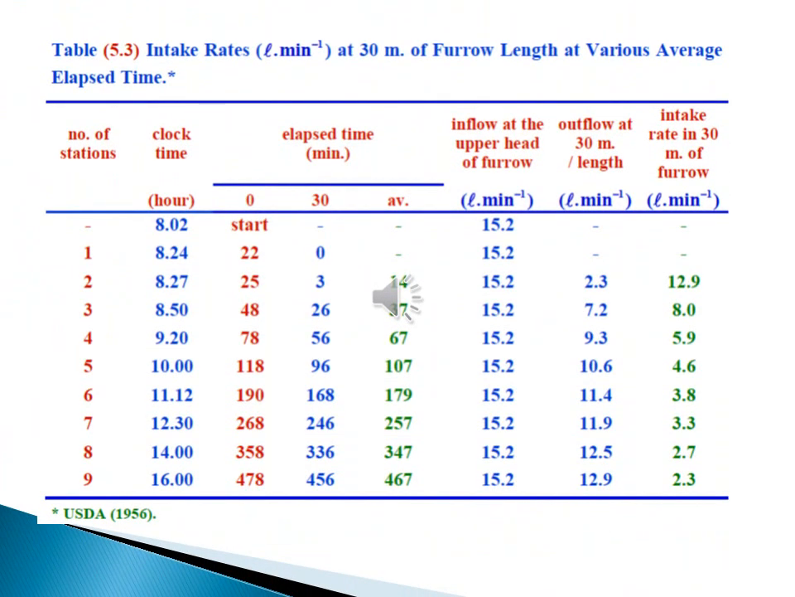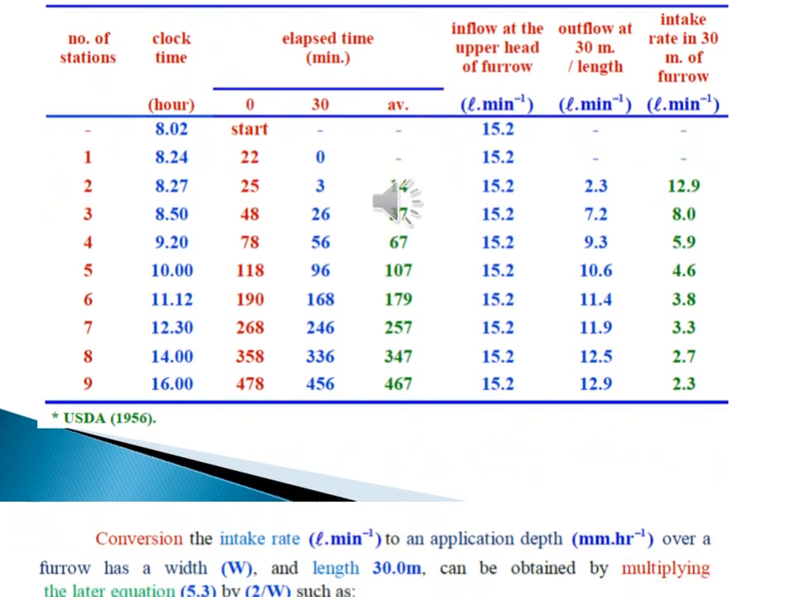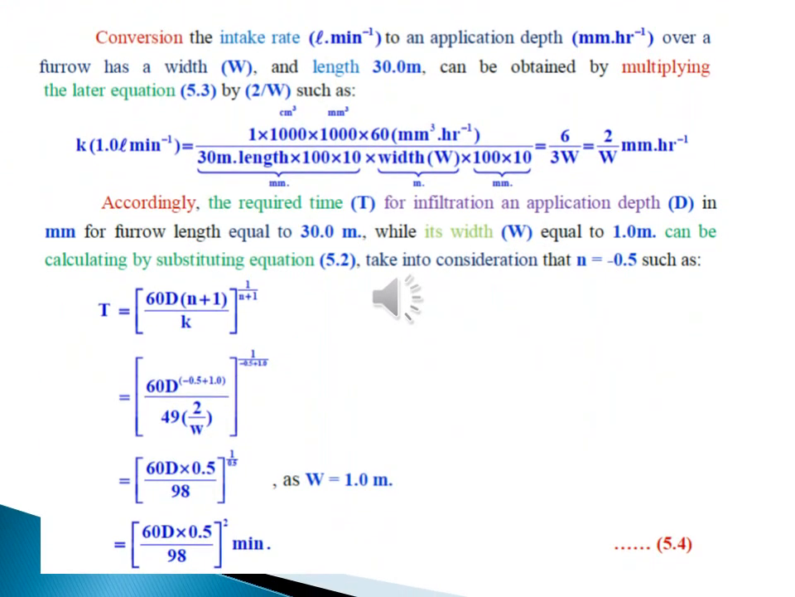Table showing the intake rate in liters per minute at 30 meters of furrow length at various average lapse times, depending upon the data obtained from the field experiment. As shown, the required time T for infiltration and application depth D in millimeters for a furrow length equal to 30 meters, while its width equals 1 meter, can be calculated by substituting in the enclosed equation, taking into consideration that N equals minus 0.5.